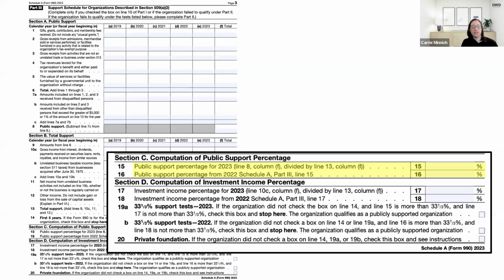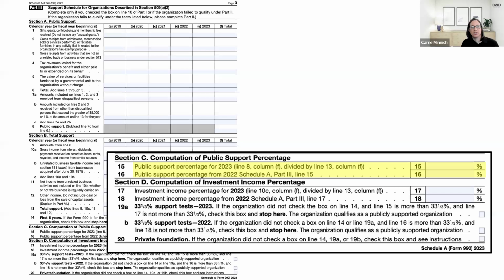And this calculation is based on the current year and the previous 4 years. So they do a calculation. You want to look at your 990 on Schedule A at the bottom and see what your percentage is. You want to make sure that it's above 33 1/3%. That means you've met the public support test and you're good.